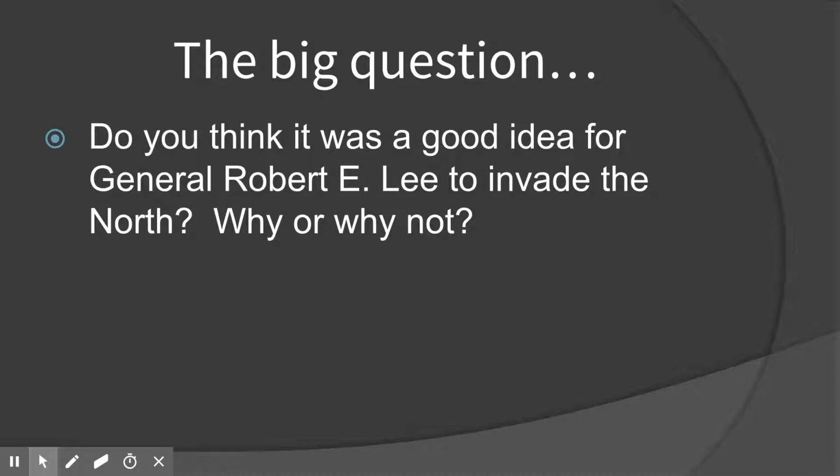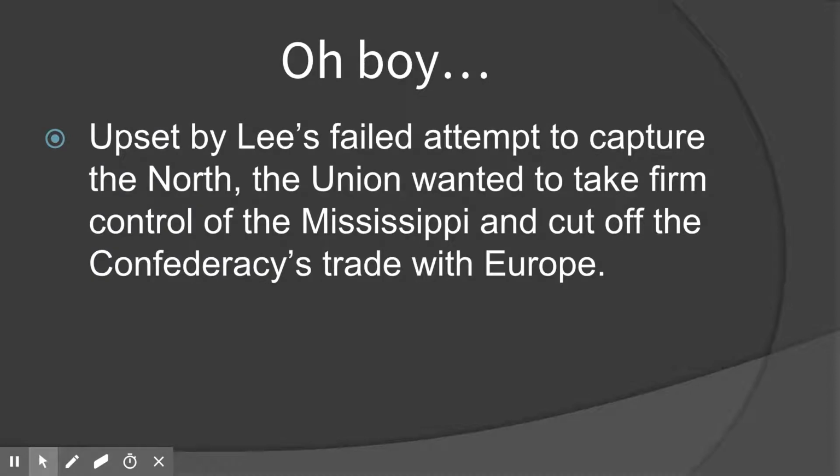Something to consider: was it a good idea for General Robert E. Lee to invade the North? Why or why not? And I usually hear a variety of responses like, well, it was worth a shot. And others will say, no, it did them more harm than good, things to that nature.